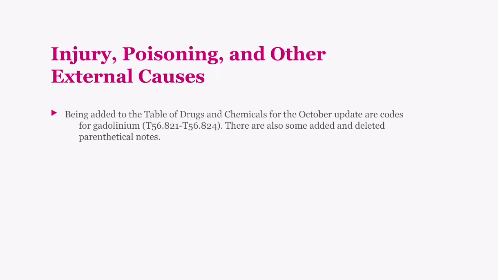Injury, poisoning, and other external causes. Being added to the table of drugs and chemicals for the October update are codes for gadolinium, T56.821, T56.824. There are also some added and deleted parenthetical notes.